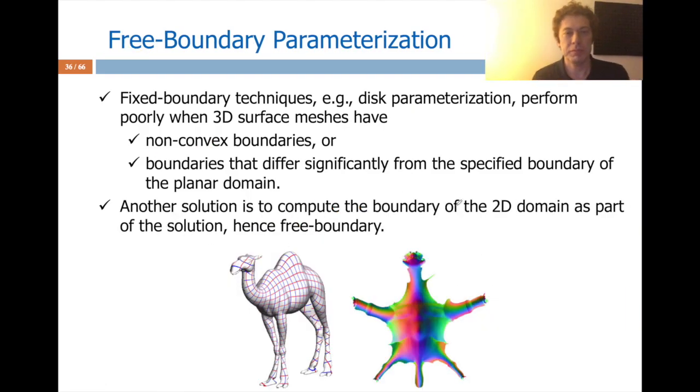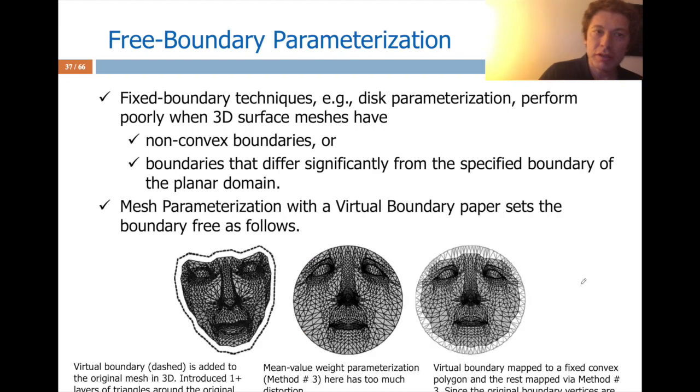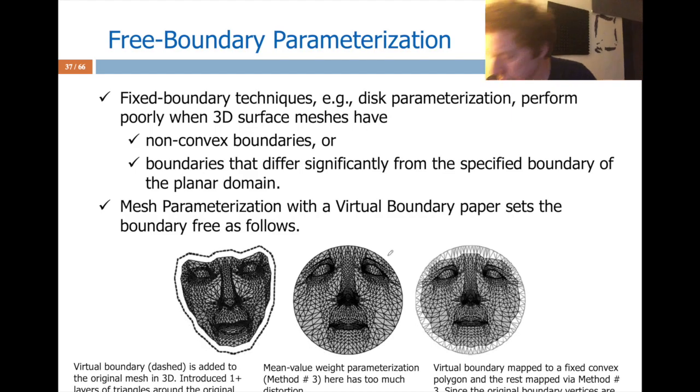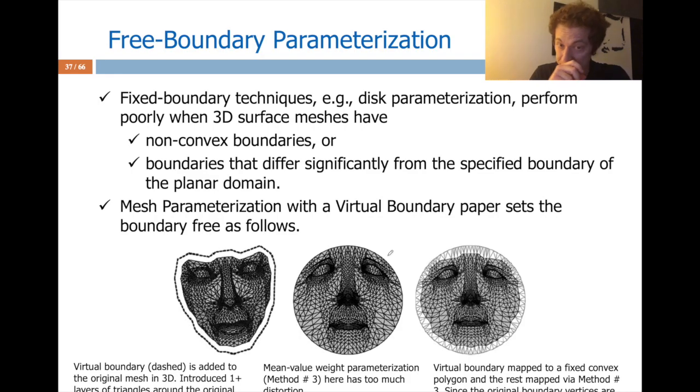Free boundary, on the other hand, is the idea of computing the boundary of the 2D domain as part of the solution. So it is a more principled solution actually, but then I will lose this linearity, so it won't be that fast, it won't be that simple, but it is expected to be more accurate actually. So I can mimic free boundary parameterization with some tactic here.